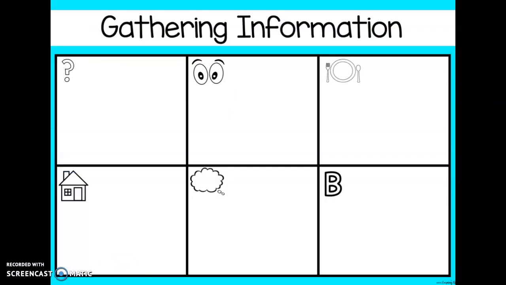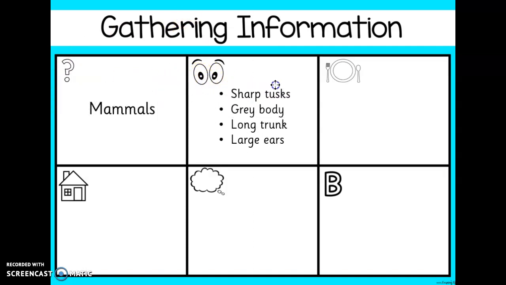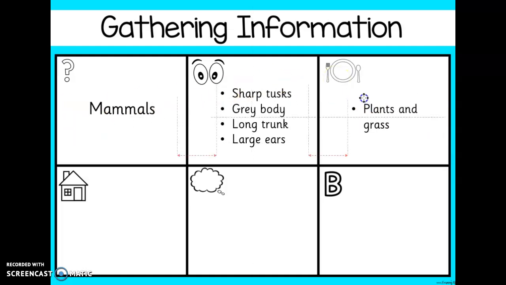Okay, so now I've read my book, I'm going to gather my information. When we're using our gathering information stage, we can just use bullet points, because we're going to use the bullet points then to write our report. So the first thing we're looking at is classification. Well, we know straight away that elephants are mammals. What do they look like? Well, they have sharp tusks, a grey body, long trunk, and large ears. Who can remember what they ate? Yeah, they ate plants, grass, fruit, berries.